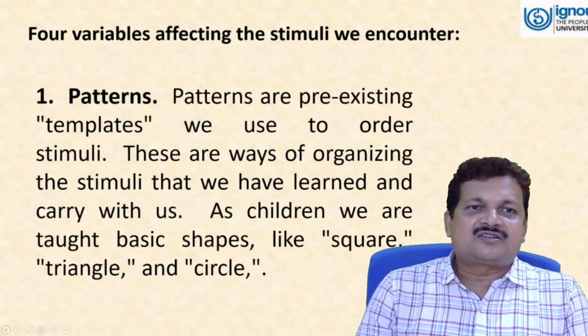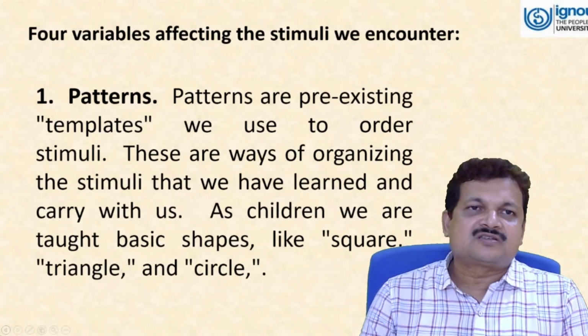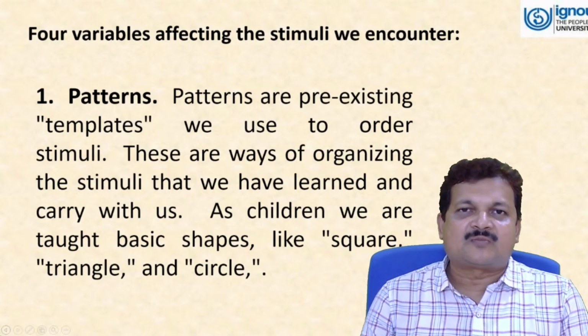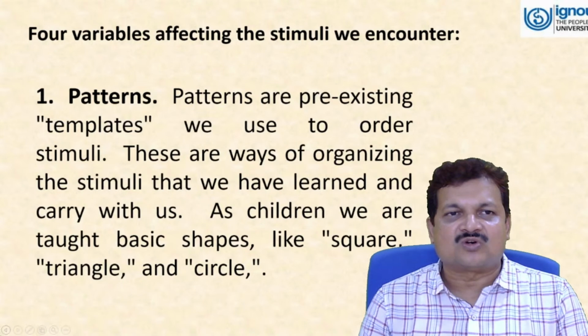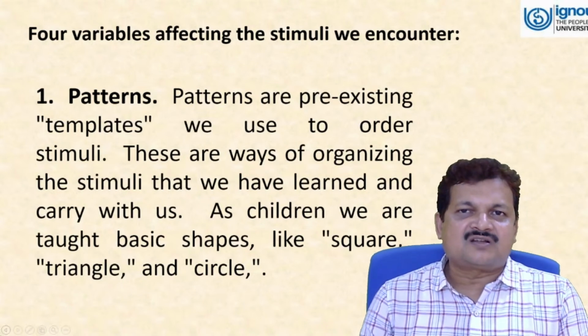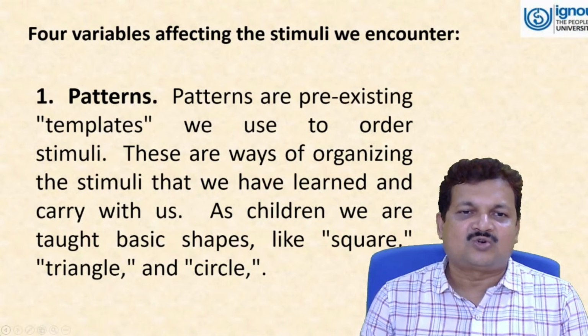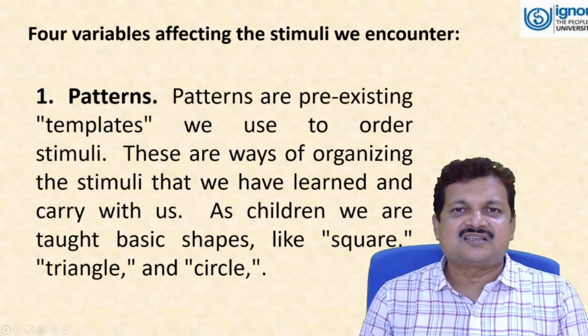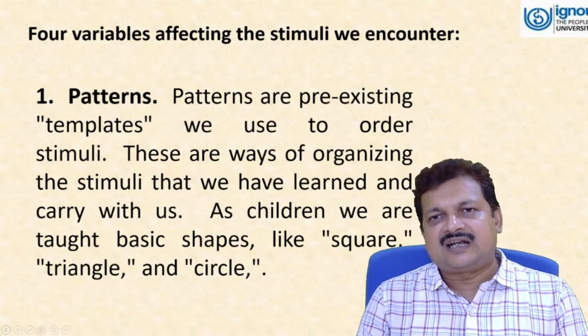Now within that also, let us go through the 4 variables affecting stimuli when we encounter, meaning when we have seen the different kinds of objects and products in the market. So these are the things that mostly affect us. First is patterns. Patterns are the pre-existing templates we use to order stimuli. What I told you about shapes and sizes is a very nice example, and we can say so regarding chips.